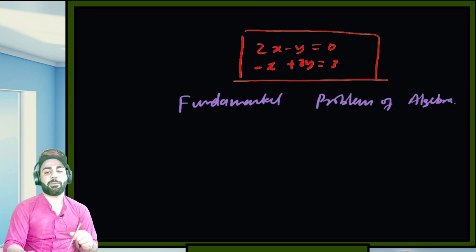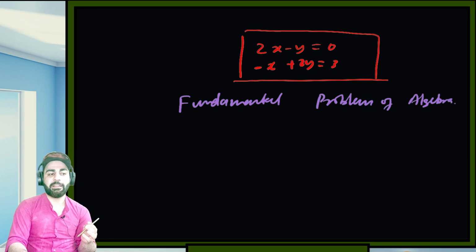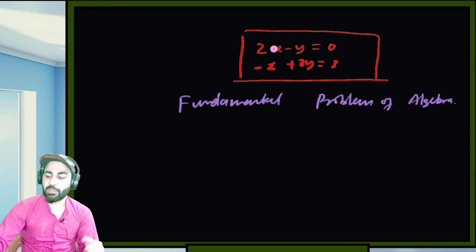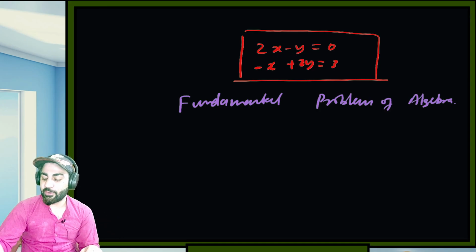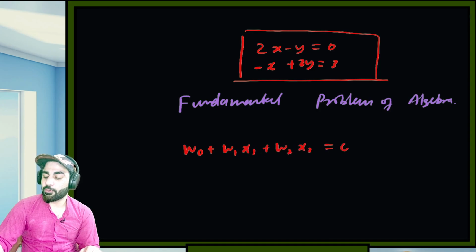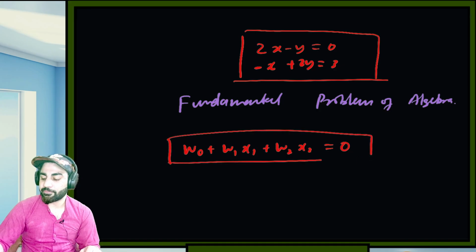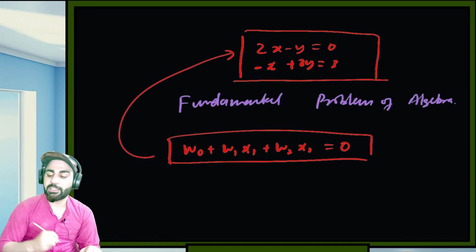Why is this called the fundamental problem? That's what algebra is there for. You have to find the values. Let's suppose you can even swap them. You can say this 2, minus 1, 1 are data, and this x and y are w1 and w2. So if you see, this is the equation of a line. If you remember, we had w0 plus w1 x1 plus w2 x2 equal to 0. So this was the equation of a line. And over here, too, this is the equation of a line.